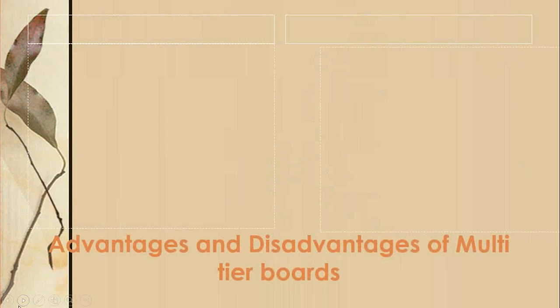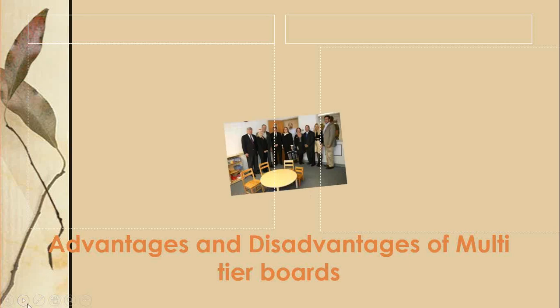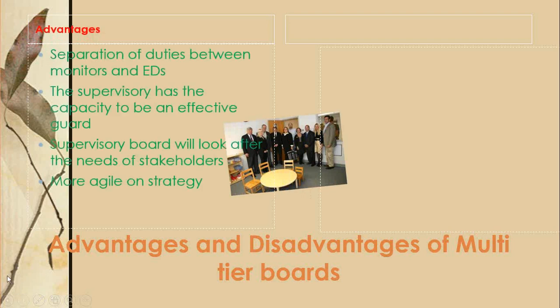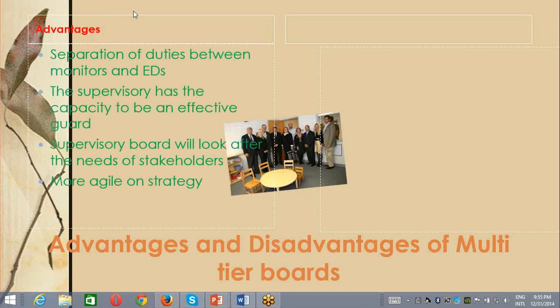So, advantages and disadvantages of this multi-tier board. Multi-tier is either 2-tier or 3-tier boards. Right? So you can have boards with different levels. So let's talk about the advantages first of all. What are the advantages of a 2-tier?